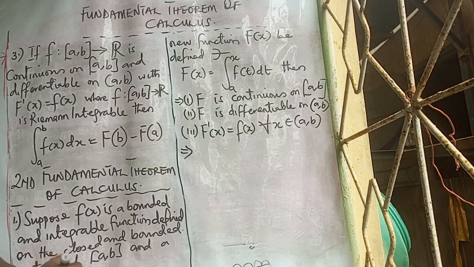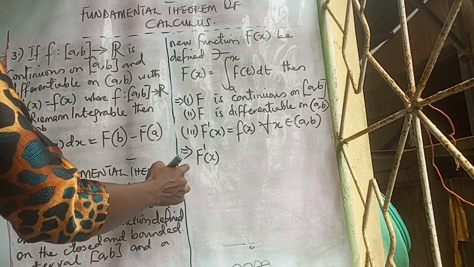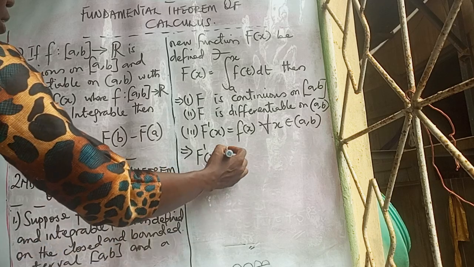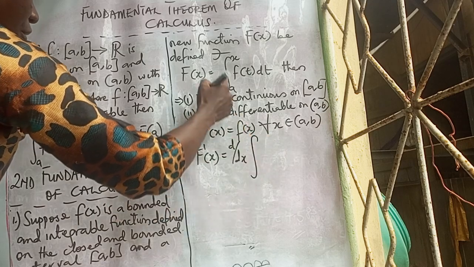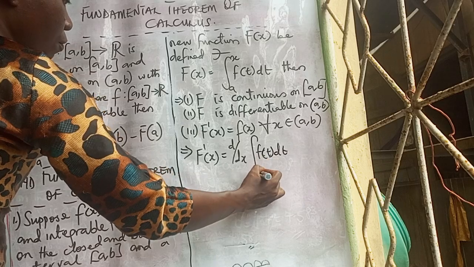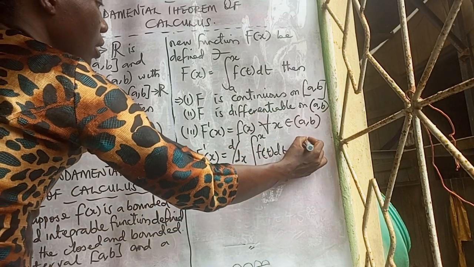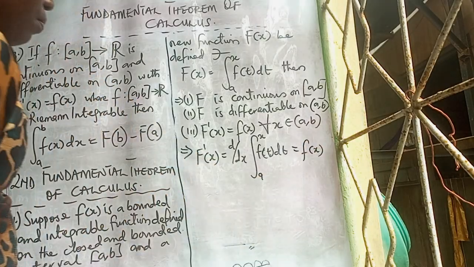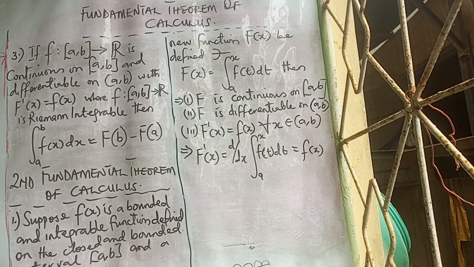This implies that the differential of capital F of x is equal to d dx of the integral of f of t dt from a to x. And this is equal to f of x. We are stating the second fundamental theorem of calculus.